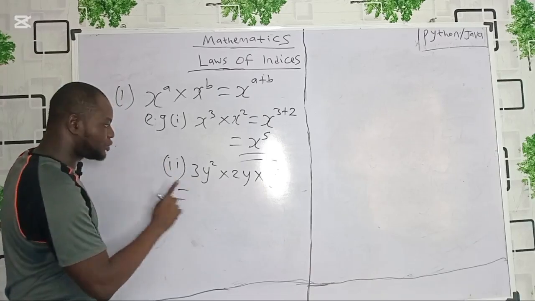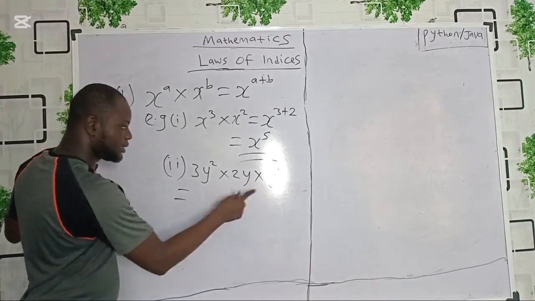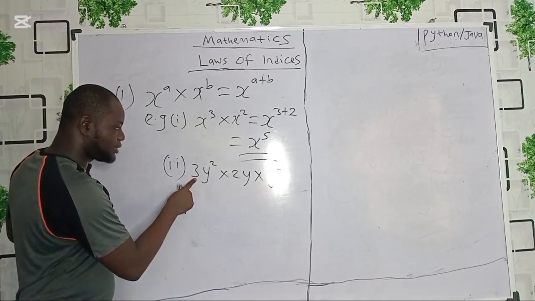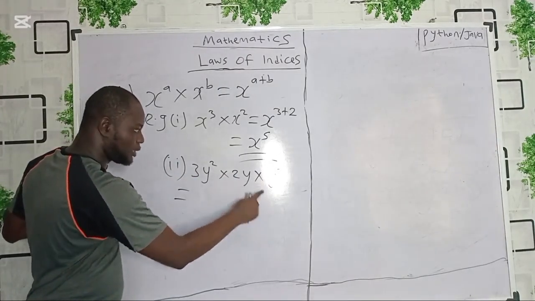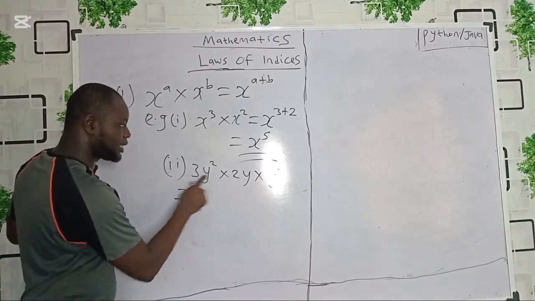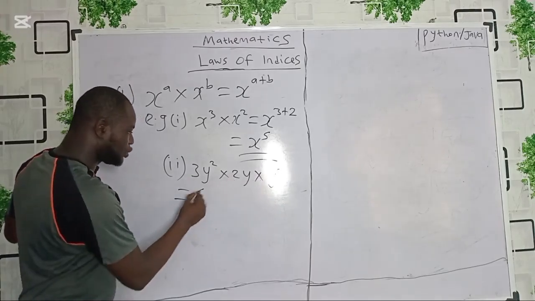The first thing you have to treat is the coefficients of all these terms. The coefficient of y squared is 3. The coefficient of y here is 2. The coefficient of y raised to power 3 here is 1. So we have to multiply all the coefficients first. 3 times 2 is 6. 6 times 1, that is going to be 6.